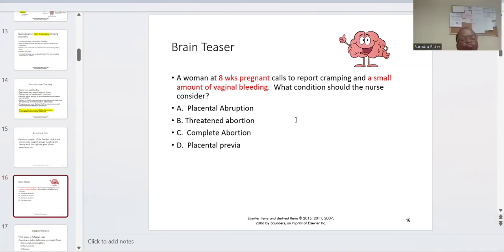She's a threatened. So this is what I did for you. I'm telling you here, she's 8 weeks and she has a small amount of vaginal bleeding. That's your clue. So a small amount of vaginal bleeding would be a threatened abortion, because placenta abruption doesn't go with that. That comes out after 20 weeks. So that one's out. And it's not a complete because she's still pregnant. And it's not a previa because, again, that's after 20 weeks. So threatened AB. So you can see how the question would be. That's why you must read these questions carefully.